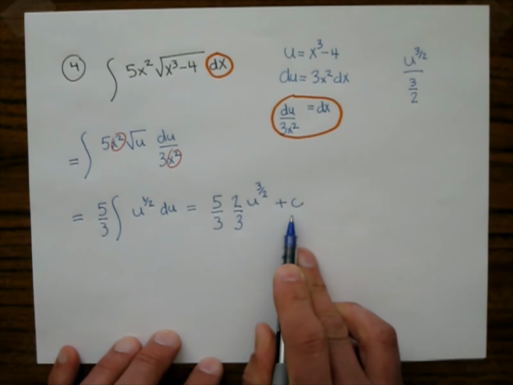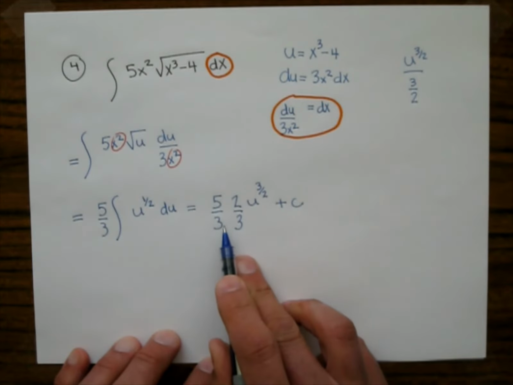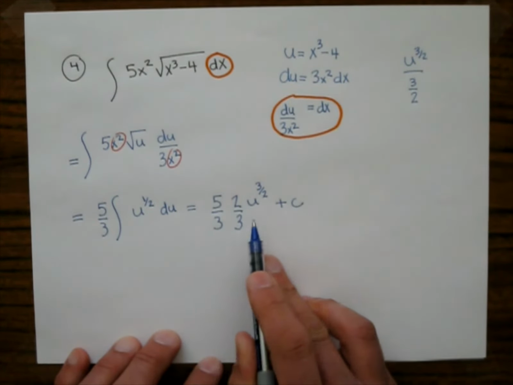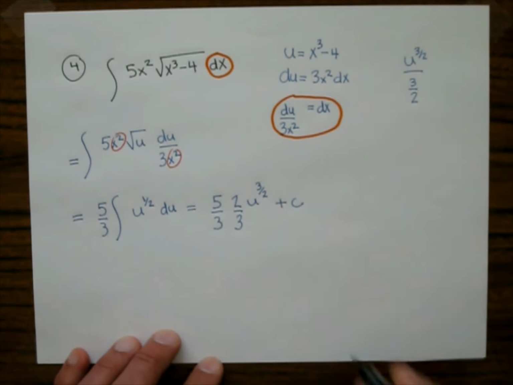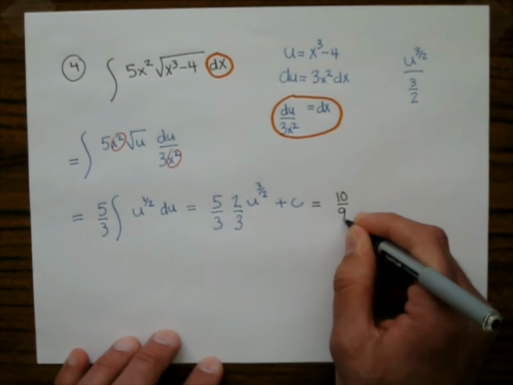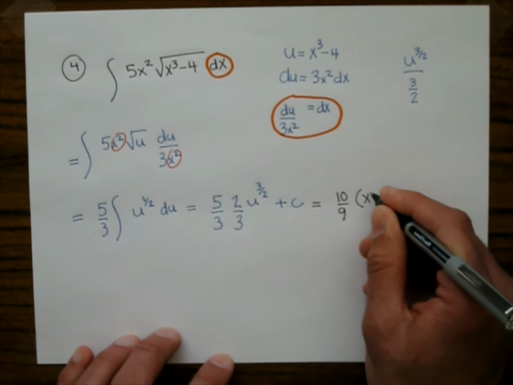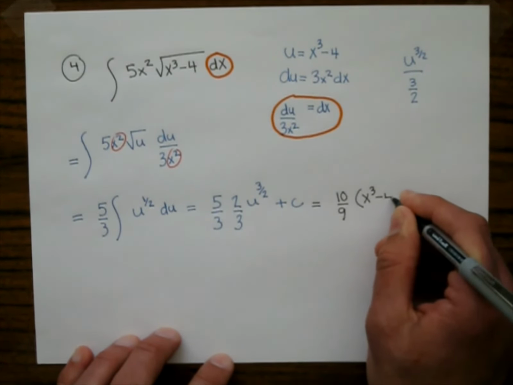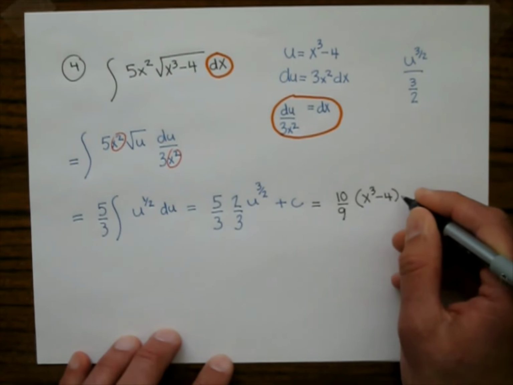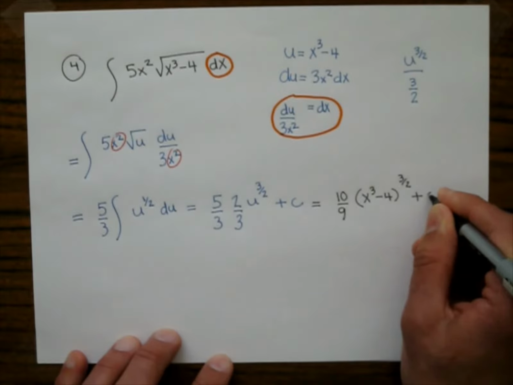Okay, so I have plus c. Let's go ahead and multiply those fractions together. That's 10/9, and I think I'll switch the u back. So let's just write out our final answer. This is 10/9, and then we have the u is x cubed minus 4. This is to the 3/2 power plus c.